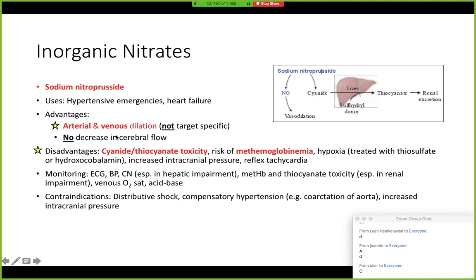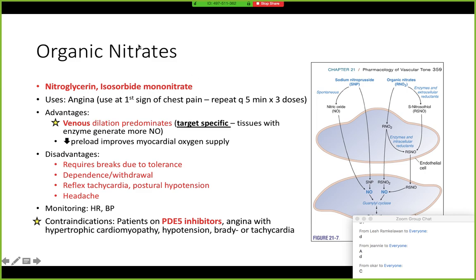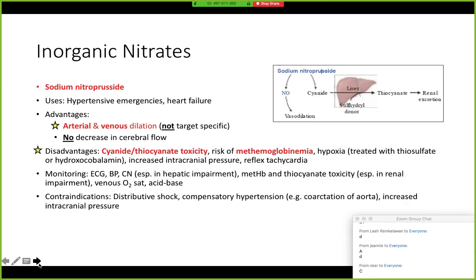Okay. And then your inorganic nitrates are going to be sodium nitroprusside. One thing to focus on is that your inorganic nitrates are both arterial and venous dilators, and they're not target specific. With your organic nitrates, they were target specific, meaning that there are enzymes in the target tissues that are going to produce more nitric oxide. Whereas your inorganic nitrates are not target specific and work directly in the bloodstream.